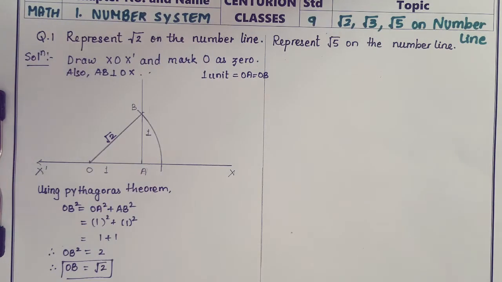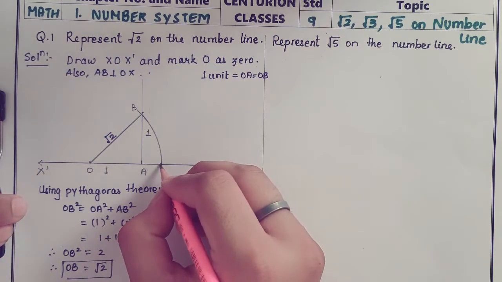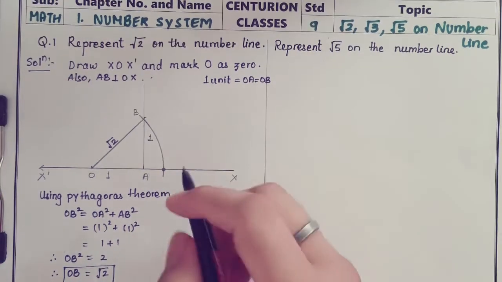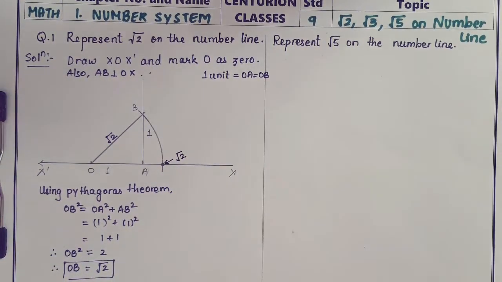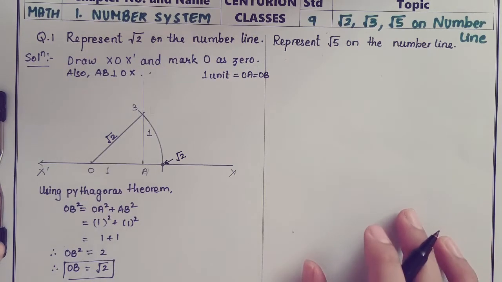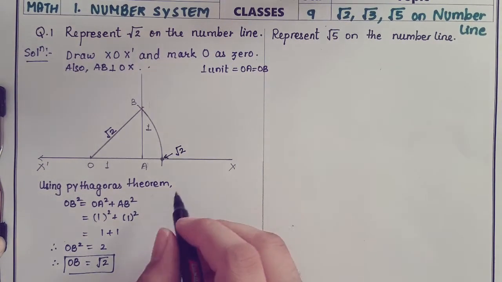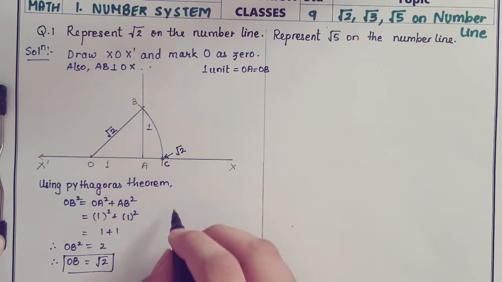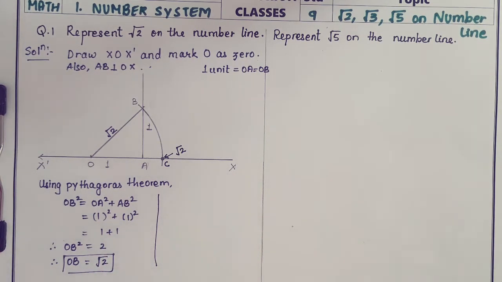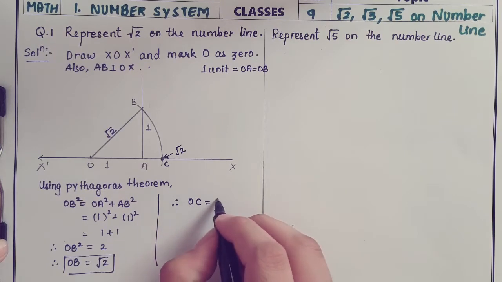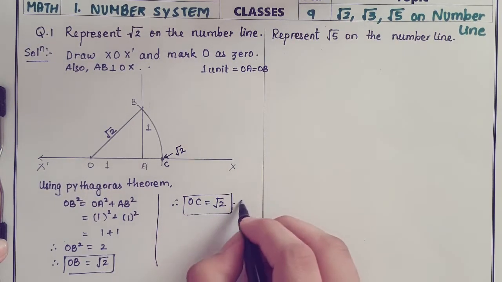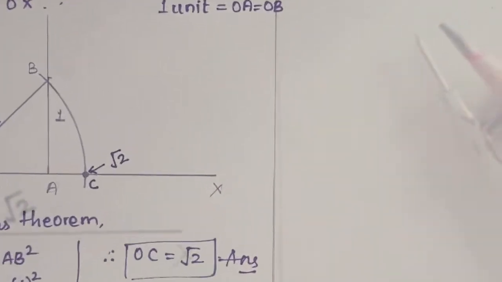I hope you have got this. So this point is root 2 on the number line. We'll write down the final statement: we'll give this the name C. Therefore, OC equals root 2. Okay, so this will be your answer. I hope you have understood this.